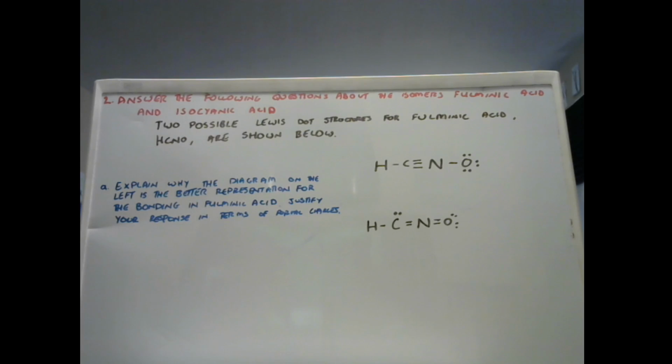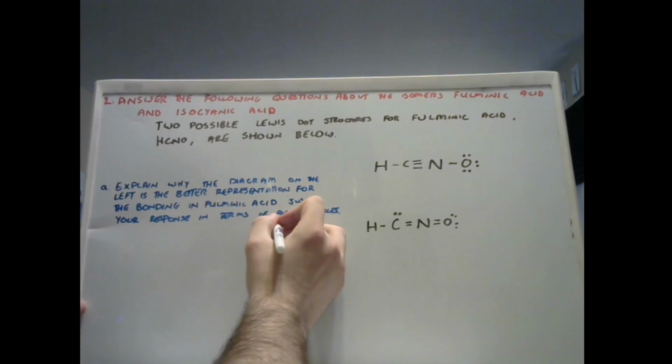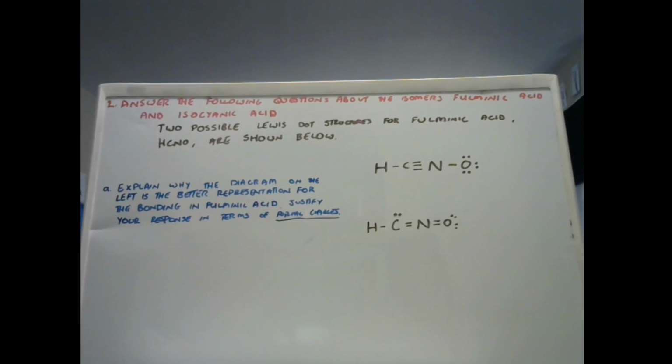And it says two possible Lewis dot structures for fulminic acid, or HCNO, are shown below. Explain why the diagram on the left, which is this one, is a better representation for the bonding in fulminic acid. Justify your response in terms of formal charges. And it tells you right off the bat that we need to be looking at formal charges.